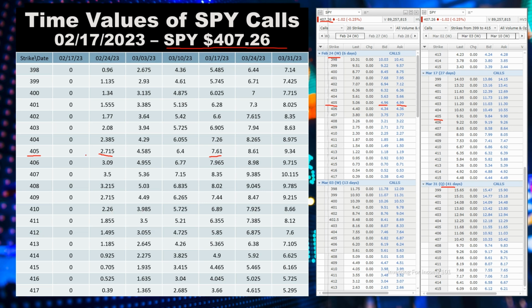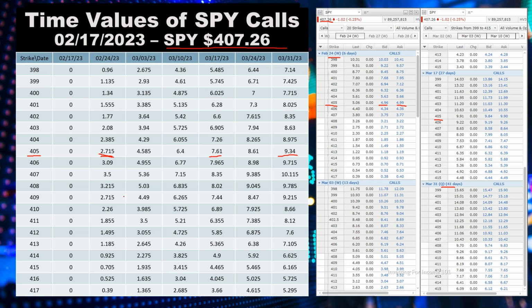You can see for the option, say 405 strike price, the time value increasing as there is more and more time left till expiration, right? So if we have 7 weeks left till expiration, the time value is 9.34. If we have just 1 week left till expiration, the time value is only 0.27. And that happens for every single strike price.